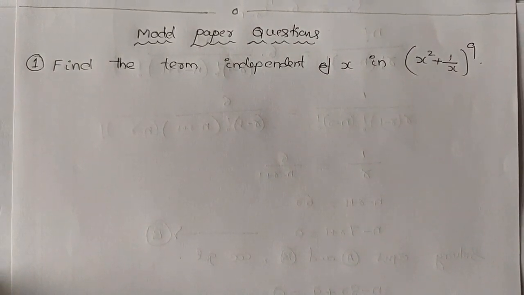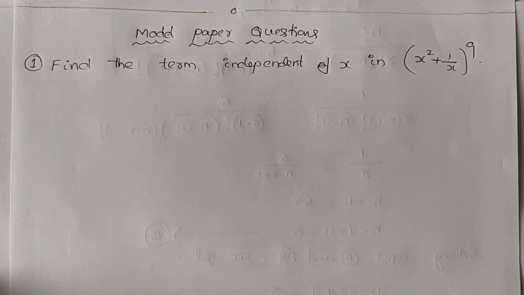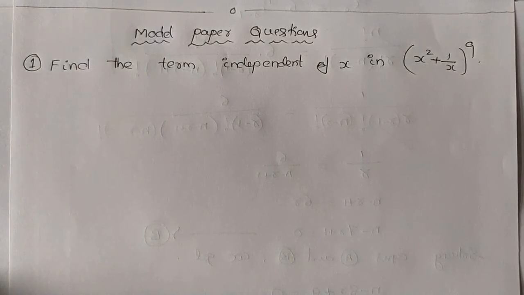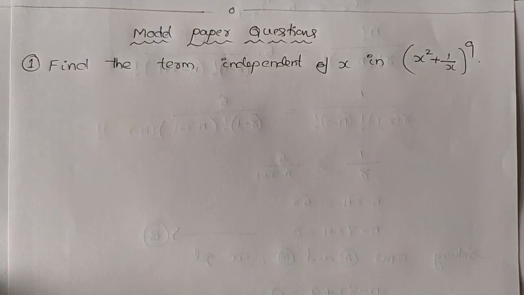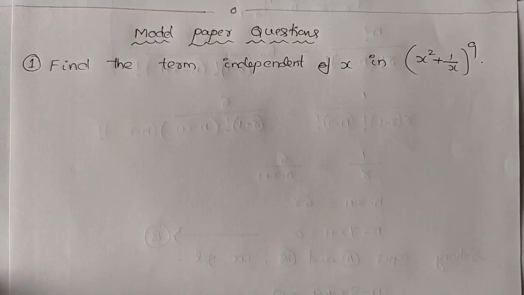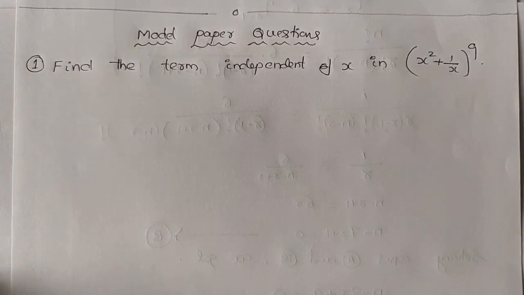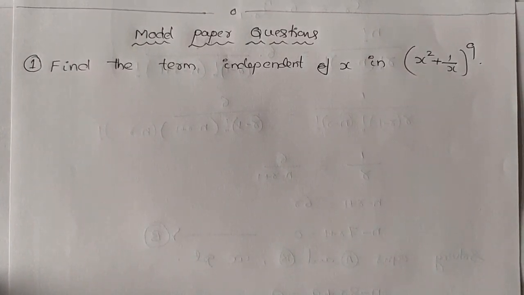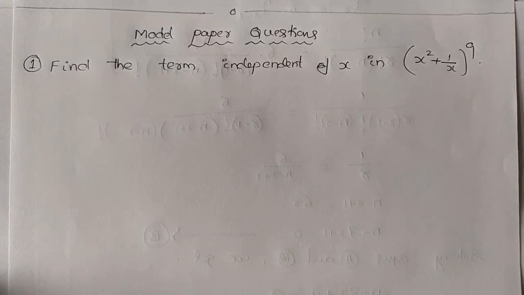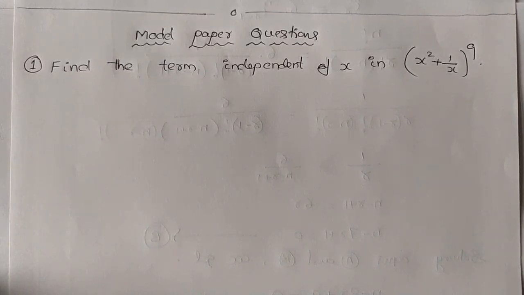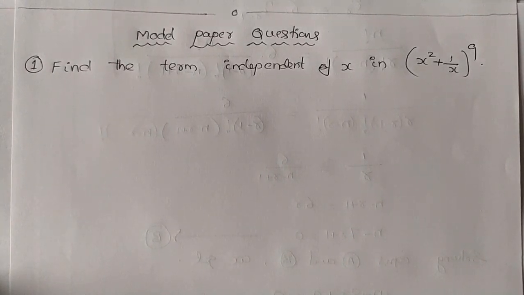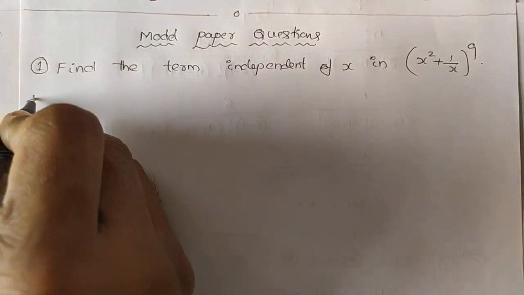In our previous class, we finished the chapter binomial theorem. In this class, we are going to solve the questions related to binomial theorem which were asked in our previous model paper questions. So the first question we have is, find the term independent of x. It is a question from the model papers. So let us solve this question.